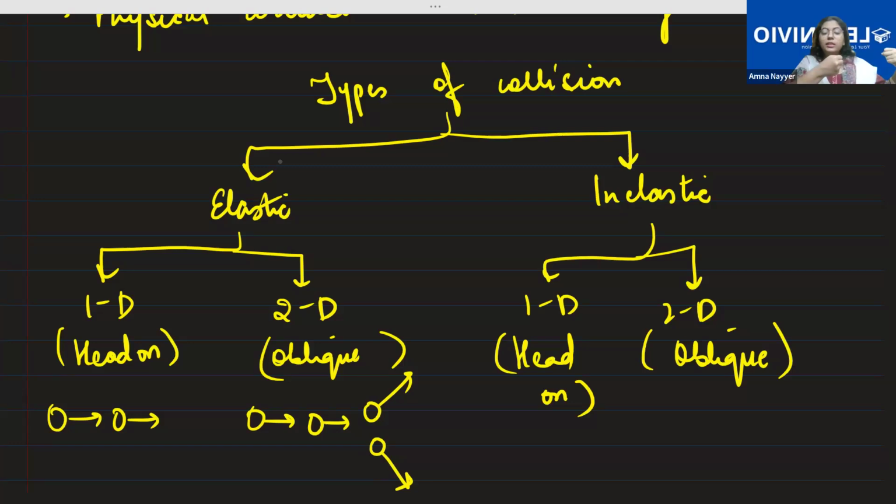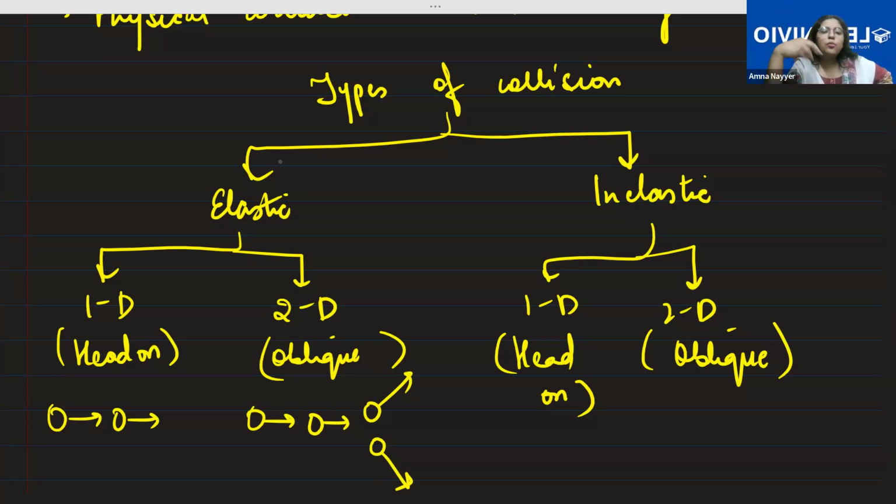Oblique collision means the bodies collide either from both the ends or from the same side, but after collision, both the bodies move in different directions. Let's say one body moves in this direction, the other in that direction, making some angle with the plane. That is known as oblique collision.